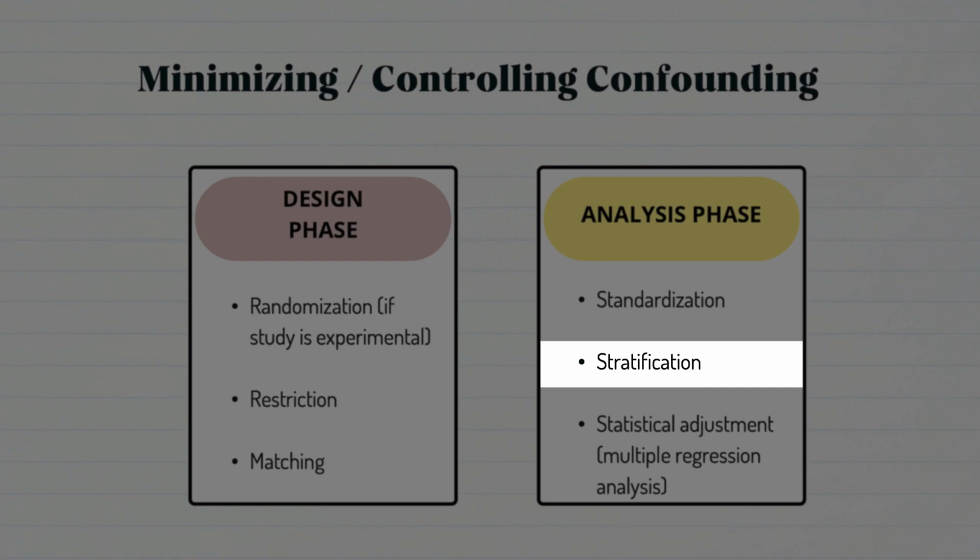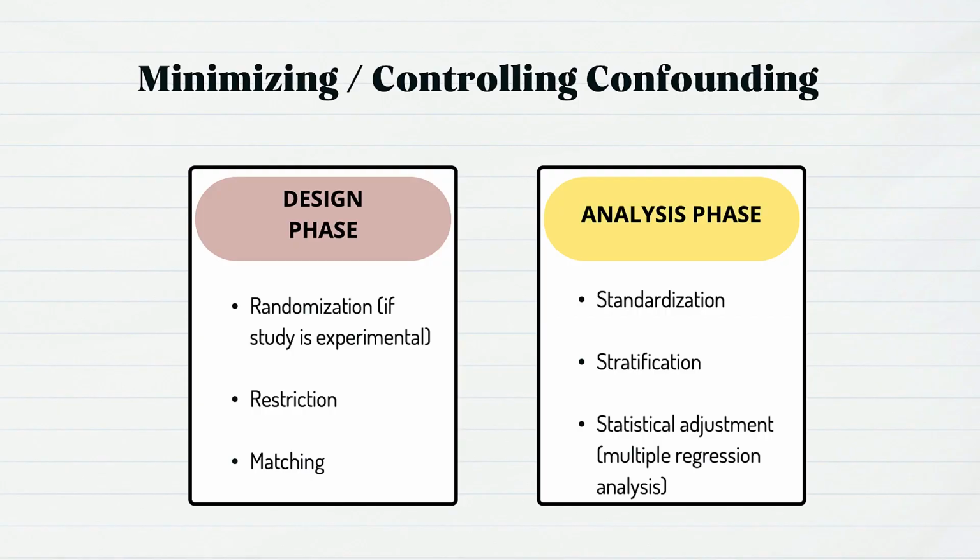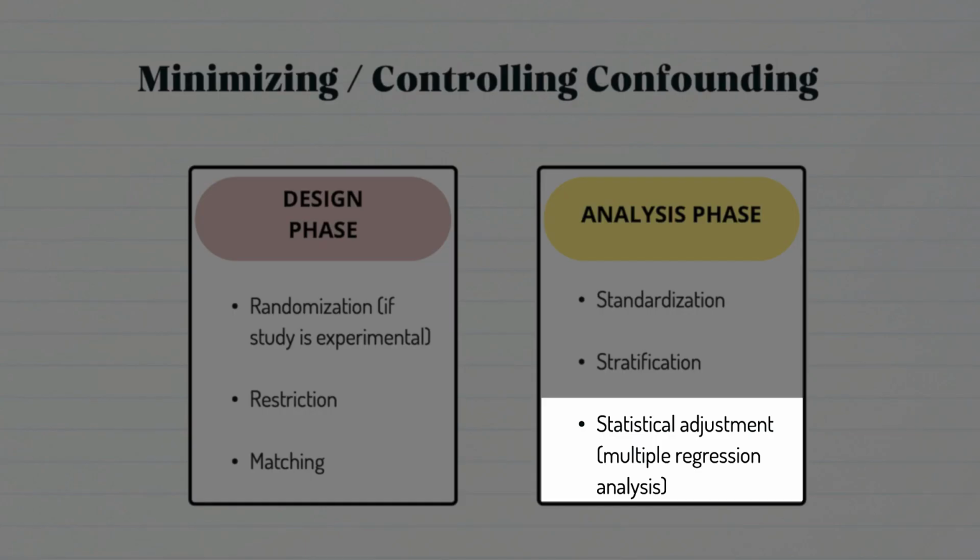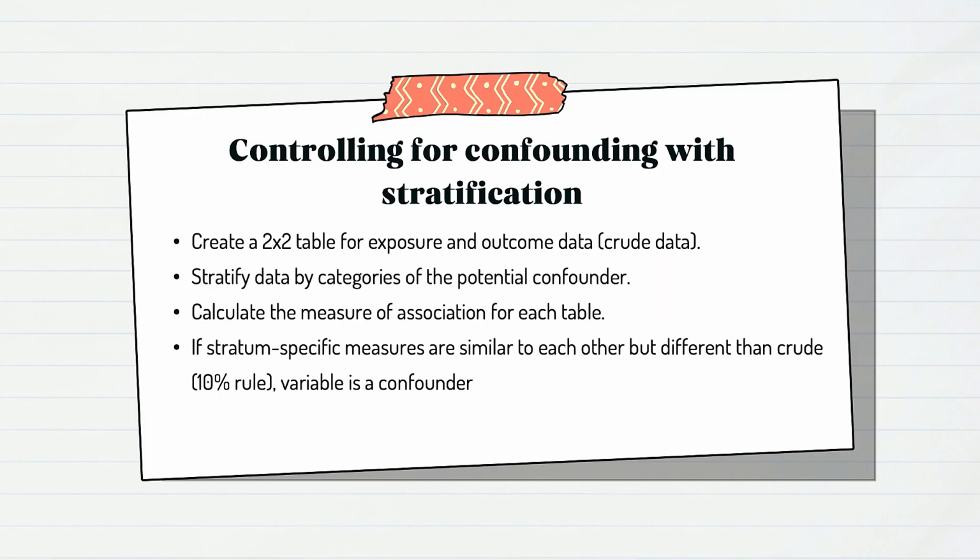The second is stratification, so analyzing the data separately for categories of the confounder. So if sex is a confounder, analyzing the data separately for males and females. And the last is statistical adjustments, so running multivariate regression models where confounders are statistically controlled for.